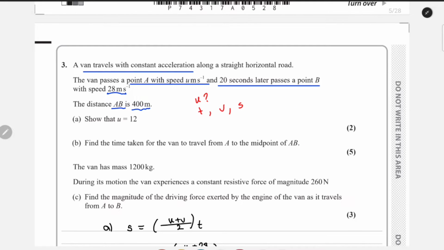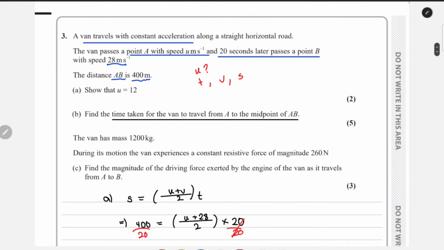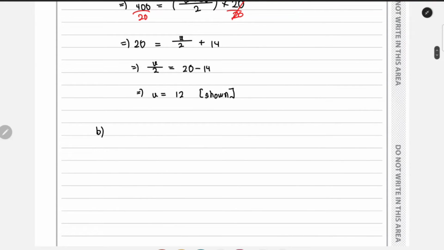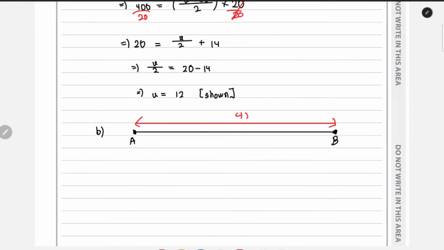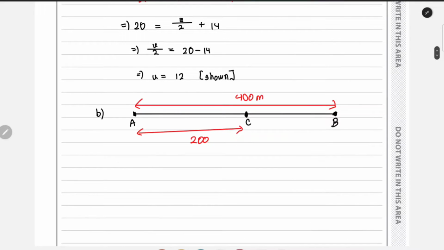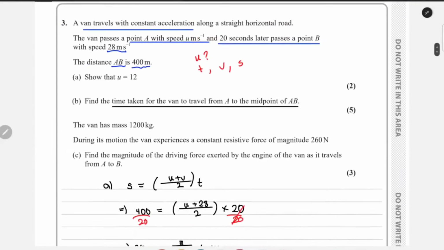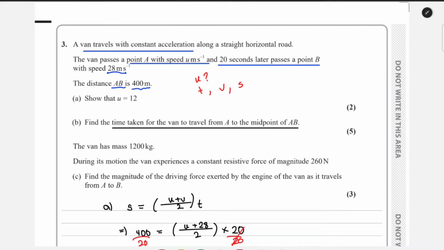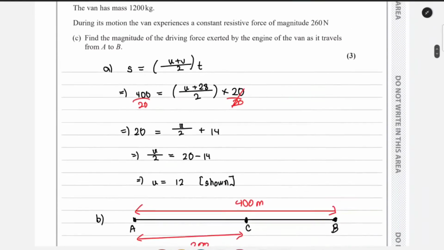Now we have to find the time taken for the van to travel from A to the midpoint of AB. AB is 400 meters. If we think of it as a line, this is A and this is B, and this is 400 meters. Half the distance will be 200 meters, the midpoint. If we name this point C, AC will be 200. We can take various approaches to do this.